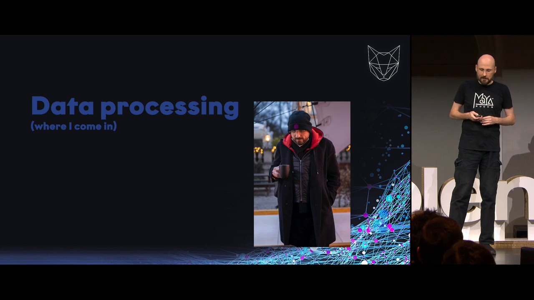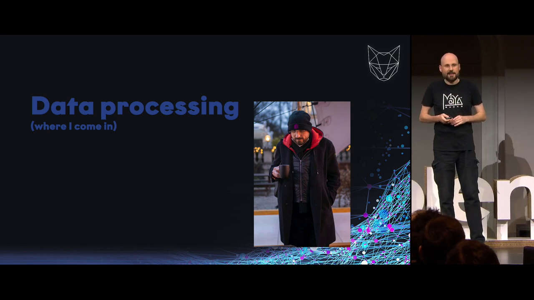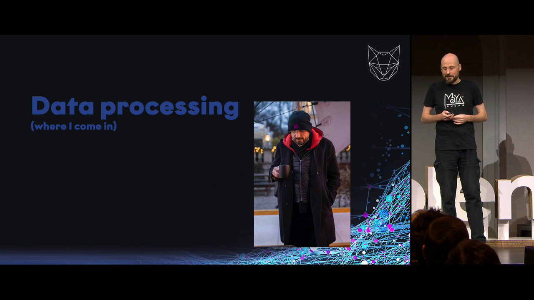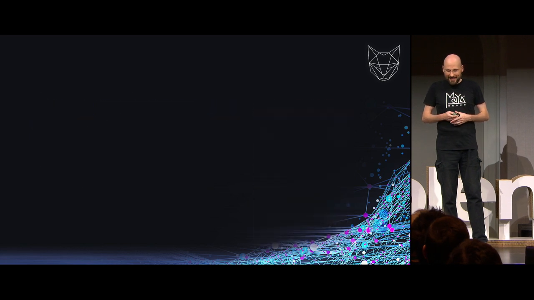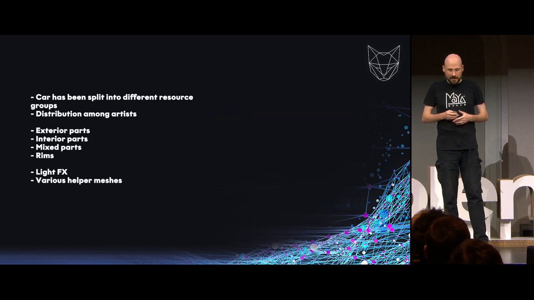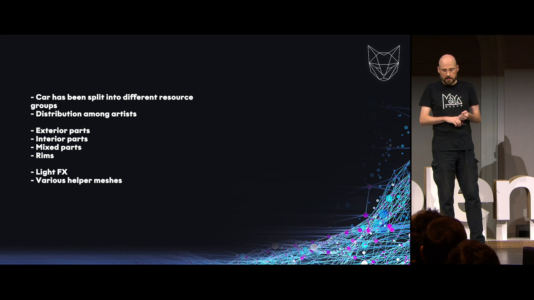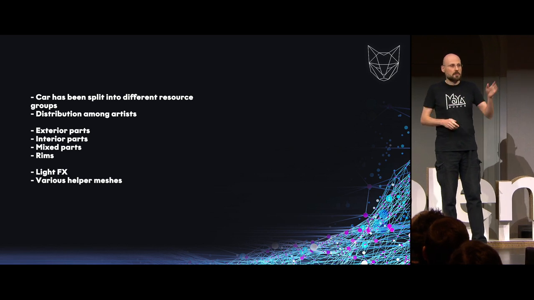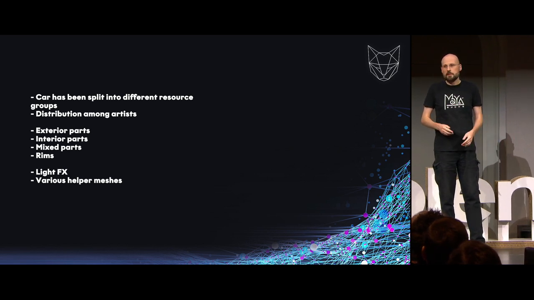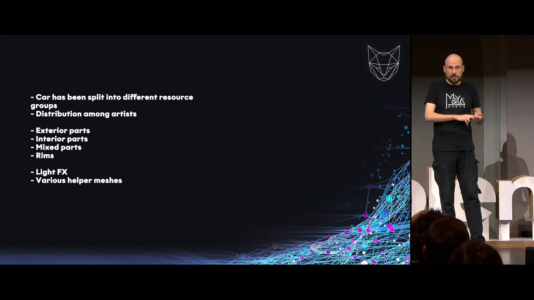So, data processing. This is where I come in. And you can tell I'm loving my job very much. And yeah, here we go. The car has been split into different resource groups, so it can be distributed among different artists. So one person can work on the hood, the others on the front doors, the next one on the exterior parts. And we separate the car into exterior, interior, mixed parts, and the rims.